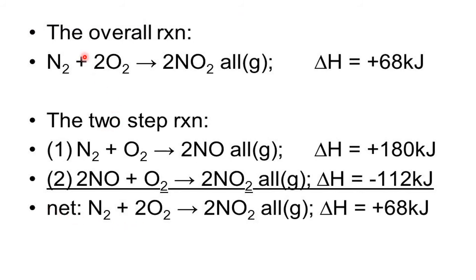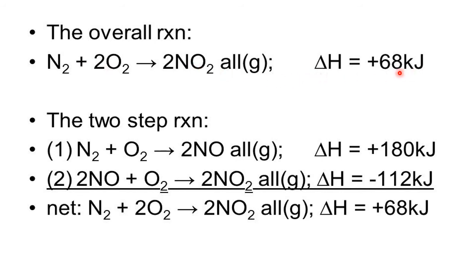This is the reaction between nitrogen and oxygen to give nitrogen dioxide, NO2. Whether this reaction is carried out in one step by direct combination to give NO2 or in two steps, the energy change is the same. So this is path number one, direct combination to give nitrogen dioxide. At that time, what is the enthalpy change?